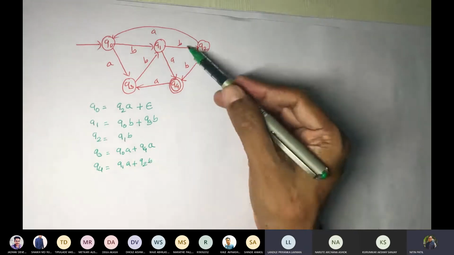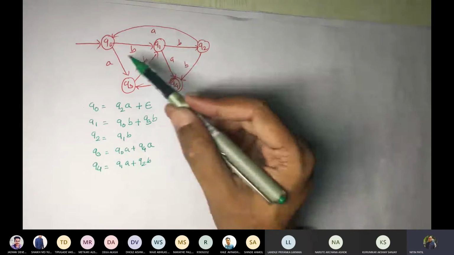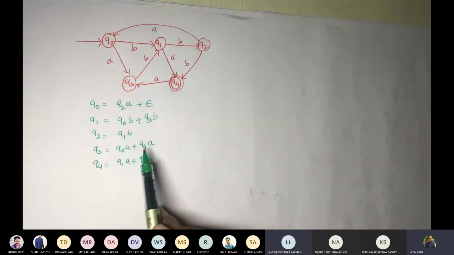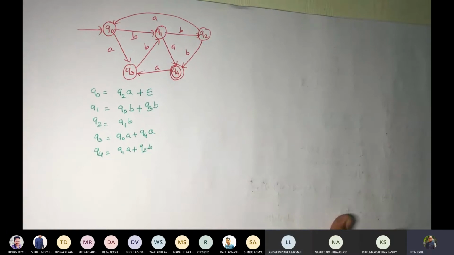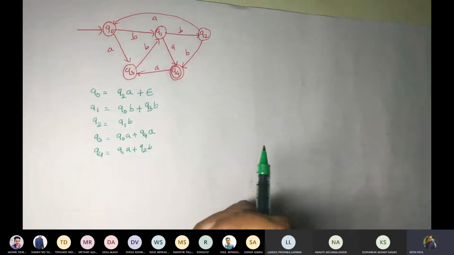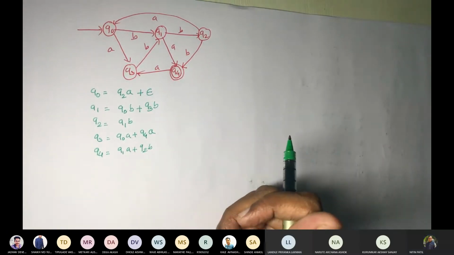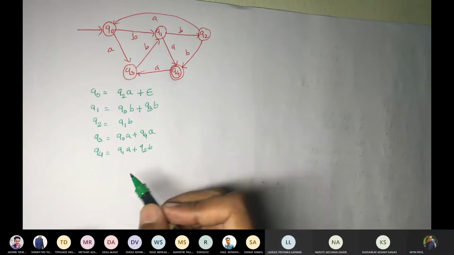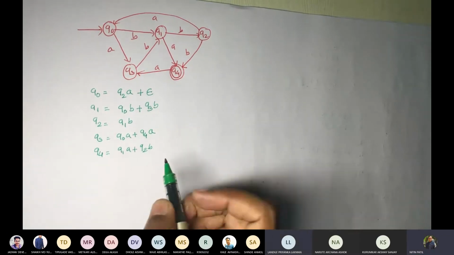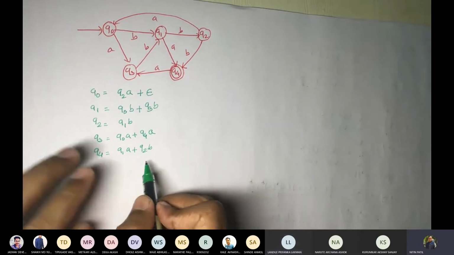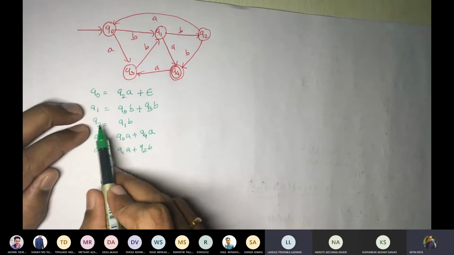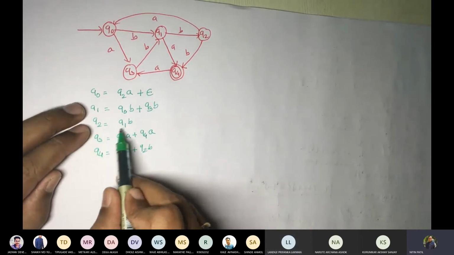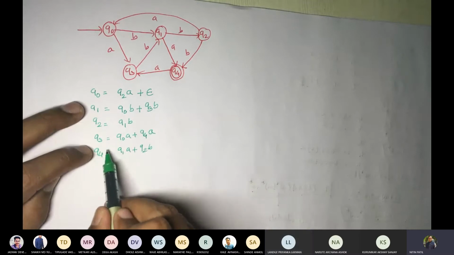Now, if we count 1, 2, 3, 4, 5, 6, 7, 8, so we got 8 plus epsilon, correct? So this is now with us. Now we have to simplify. Which is the final state for us? Q4. Yeah, I wrote it correctly. Q4. So for Q4, I require Q1 and Q2. So Q1, Q2, I can get into Q1 form. Correct? But Q3 will be there, which I have to simplify.